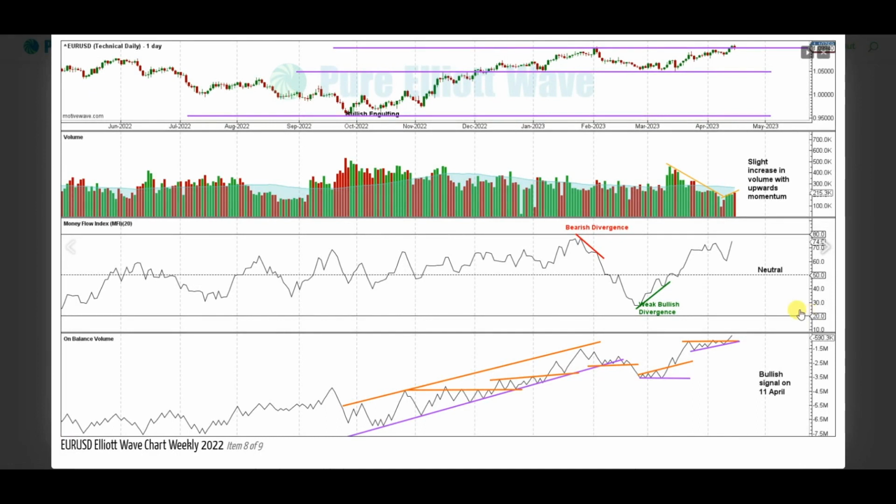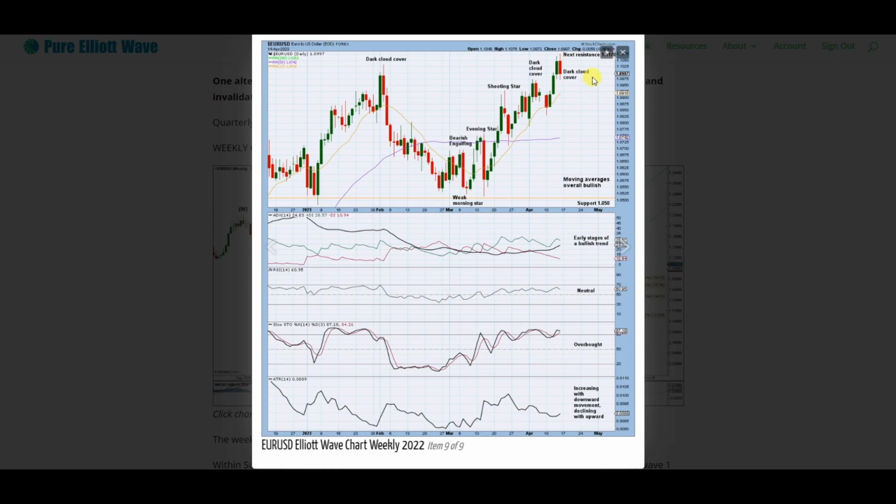For the daily chart, this looks moderately bullish to me due to the on-balance volume having a recent breakout on April 11th with a little bit of follow-through. And then for the regular volume, we see a slight increase with upward momentum. Money flow is neutral. The daily surprisingly showed a dark cloud cover 2 weeks in a row. So we had a dark cloud cover to end last week, and then another dark cloud cover to end this week, where price opens above the previous green candlestick in an upward trend and closes at least 50% through. This candlestick is very close to a bearish engulfing if the close would have closed just a little bit lower.